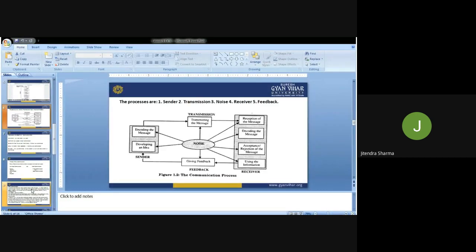So now we know the process very clearly: sender, transmission, noise, receiver, and feedback. We have reached the communication formal and informal, and then there is the third one, which is also equally important, the unofficial communication channel.